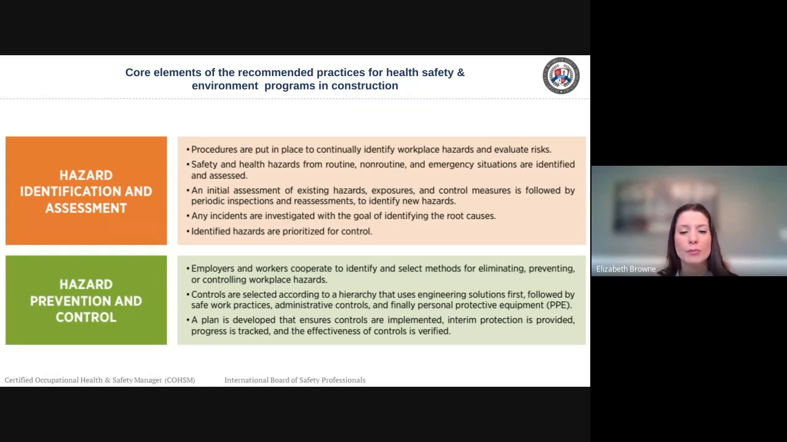So OSHA does allow that we place employees in respirators as an interim protection while that process is occurring of installing the proper ventilation system. So ultimately, they don't want to see respiratory protection as our final solution, but they do allow that we use it as an interim protection.